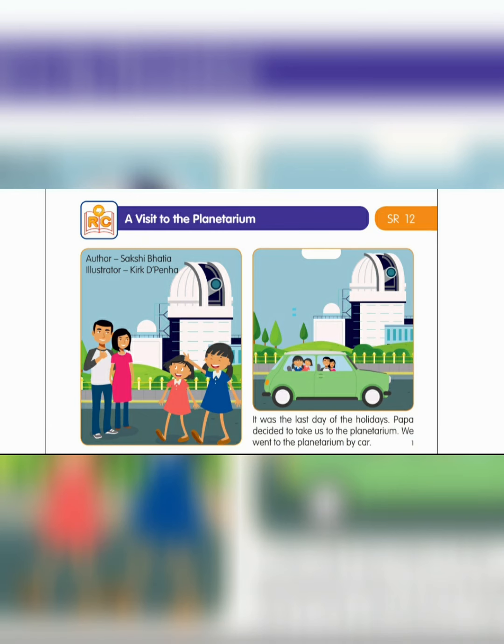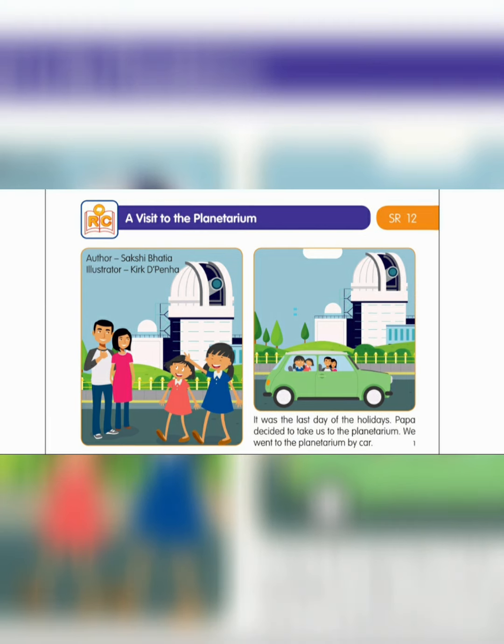Now, in the reading and listening section, we will read a story, A Visit to Planetarium. Planetarium is a place like a museum. So let's get started. Author of the story is Sakshi Bhatia and illustrator is K.D. Penna.